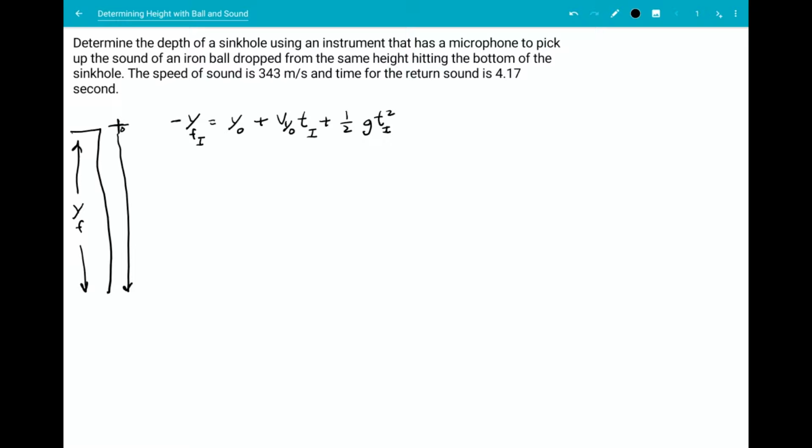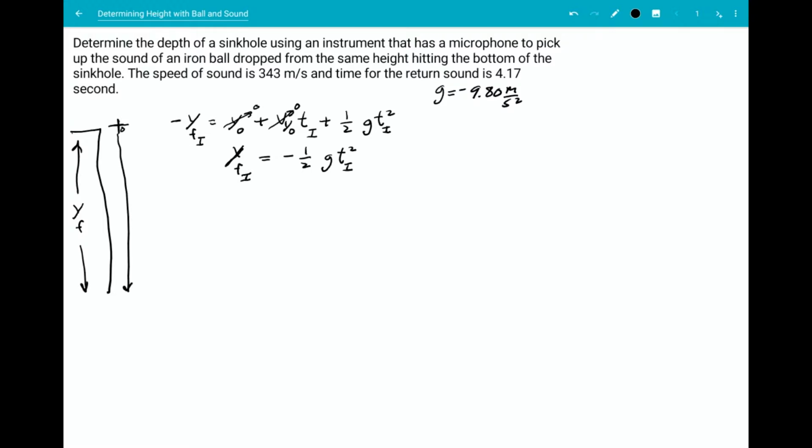And since it's negative, I'm going to make it negative. So what do we have here? Well, we know that the ball is going to be dropped at a start of 0. Also, since it's a ball that's being dropped, it has no initial velocity. And we now can rewrite this equation as y final I equals negative 1/2 g t I squared. Also, remember, g is a negative 9.80 meters per second squared because it's going downward, it's gravity.